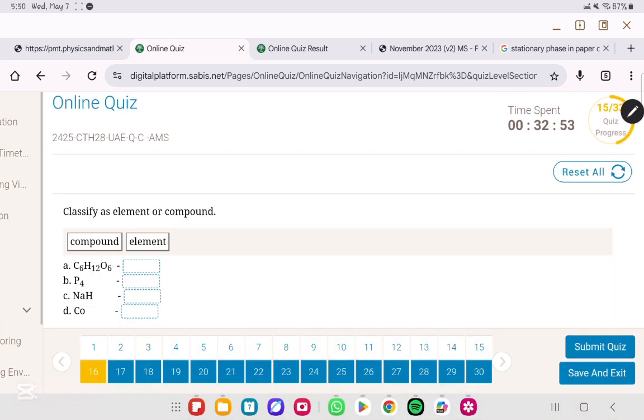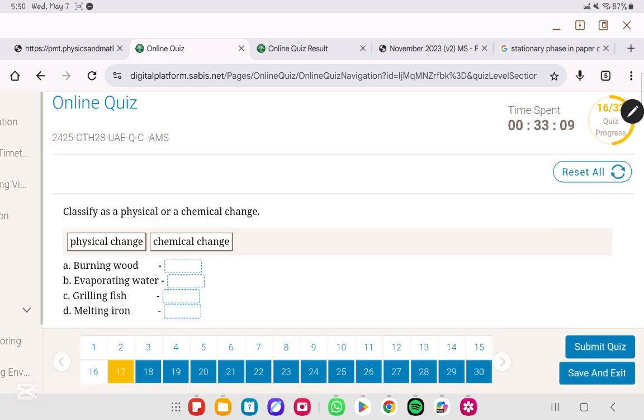You have to classify each as an element or compound. Very simply, if it is one element, you can check on the periodic table, then it's an element. More than one element, it's a compound. So this is a compound, this is an element, this is a compound, and this is also an element. We move on to question number 17.